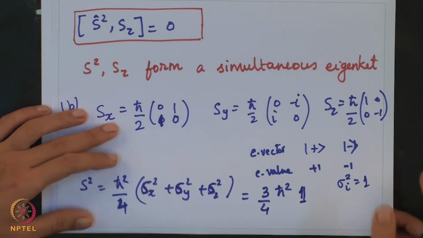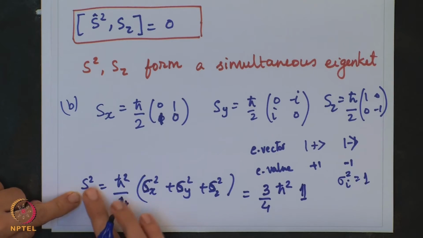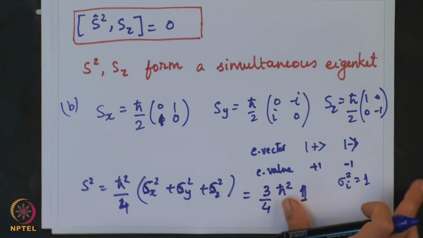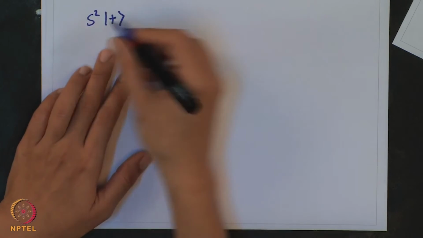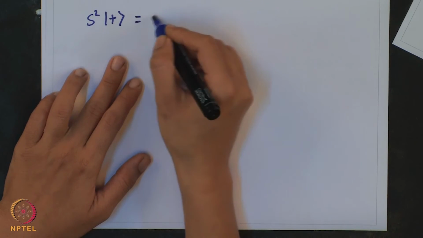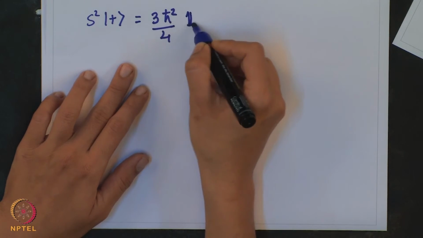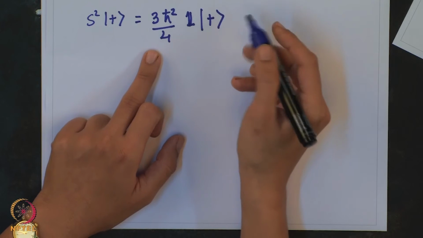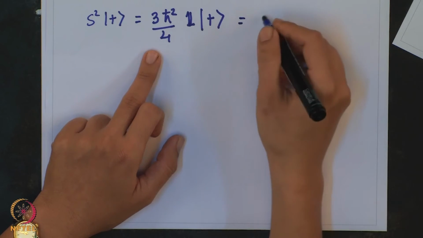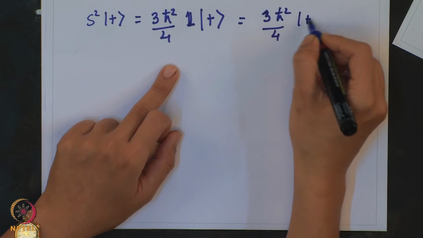So, this identity matrix, when you operate on the eigenket plus, what do you obtain? When I operate S square on the plus state, I obtain 3ħ square upon 4, and the identity operator just gives 1 and projects out the plus component, which will be nothing but 3ħ square by 4 times plus.